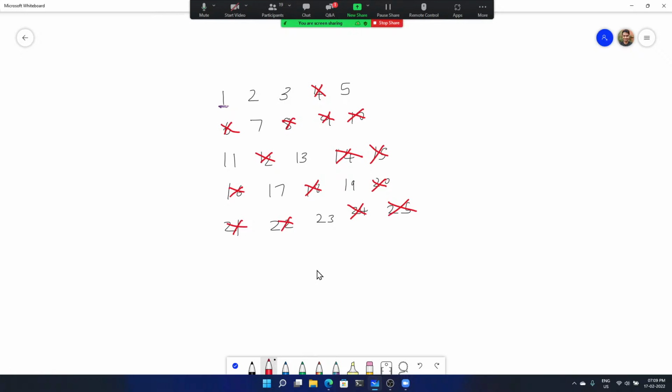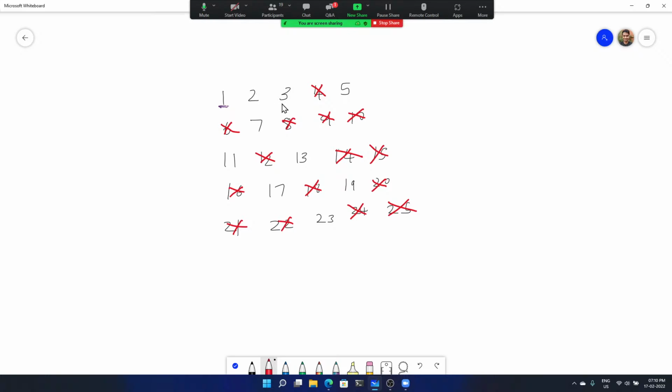Now we can go for 7 and 7's multiples. But see, 7 into 2 is considered, 7 into 3 is considered, 7 into 4 is considered, 7 into 5 is considered, and 7 into 6 would have been considered. Why is 7 into 2 considered? Because we already did it for 2, so that would have been taken off, right?